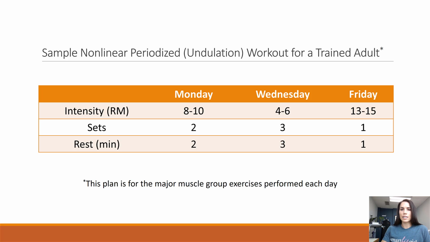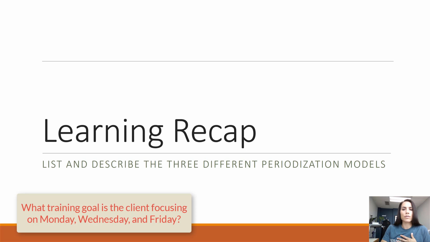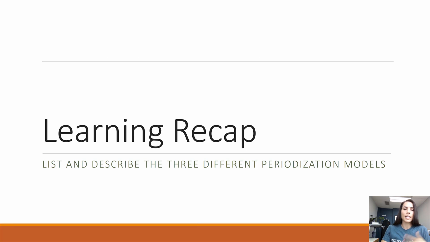Here's an example of a nonlinear or undulated periodization. Again, the most important thing that you can see here is that there's really no rhyme or reason, right? There's no linear format, which is why it's nonlinear. So your intensity on Monday is 8 to 10, and then on Wednesday it's 4 to 6, and on Friday it's 13 to 15, right? So there's no clear relationship between intensity and sets and rest, and that's what makes it undulated periodization. Again, no chance for plateaus. It always allows you to adapt, okay, which is really helpful for that mind-body piece of it and helps your clients sustain and want to be there with you.